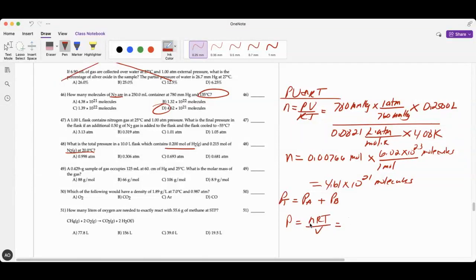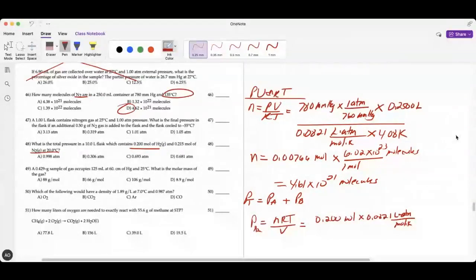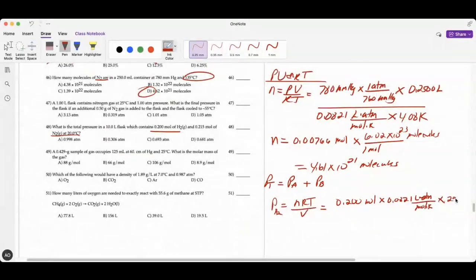Okay, so let's do the partial pressure of hydrogen. That'd be 0.2 moles times 0.0821 liter atmospheres over mole Kelvin, times the temperature, which is 20 degrees, so that'd be 293 Kelvin, divided by 0.125 liters.